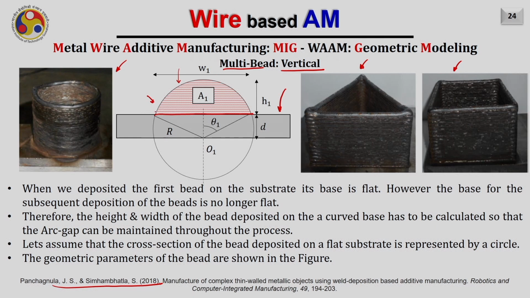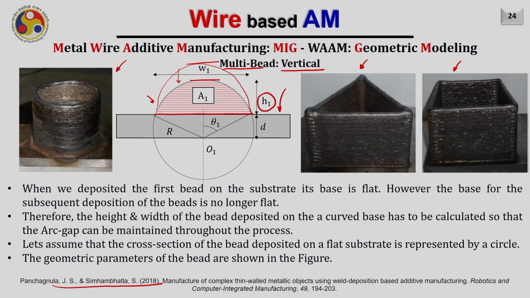If another layer comes on top of it, for example, something like this, then this height may not be the same as H1. As a result, the R gap will increase or decrease, which is not desirable. But if we exactly know how much the height is going to increase, then we can appropriately maintain the R gap in the process.